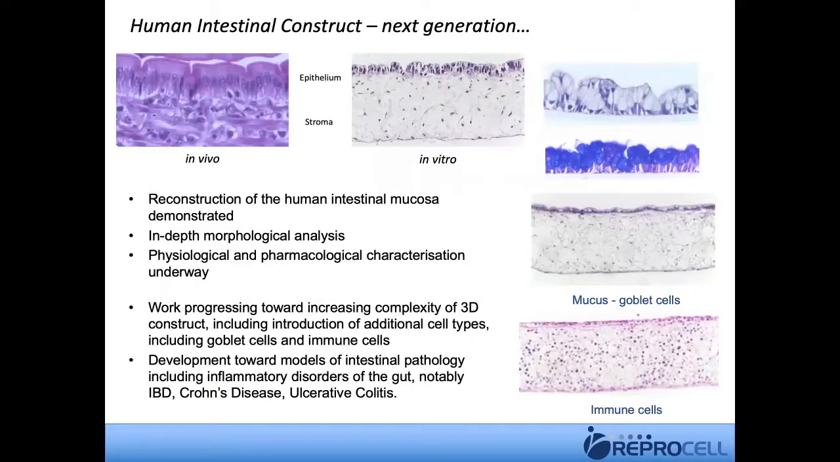We're also, in this model, building greater complexity as we did with skin. So we're now introducing goblet cells into the system, as you can see them here. But we're also now introducing into the submucosal compartment immune cells as a step towards developing a system to study inflammatory disorders of the gut, notably IBD, Crohn's, and ulcerative colitis. So this is again an example of how Alvetex technology has been used to create sophisticated tissue models.